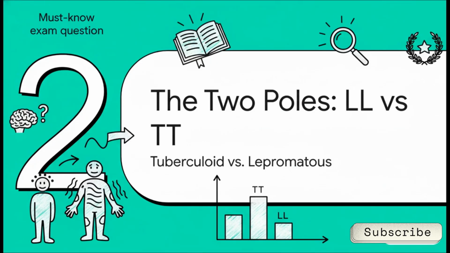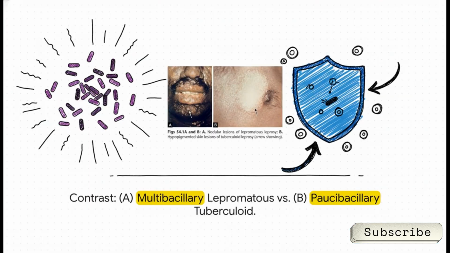Okay, so now let's see how this PB versus MB classification fits into the 2 extreme ends of the disease spectrum. This contrast between tuberculoid and lepromatous leprosy is a classic must-know high-yield exam question. They love asking about this. And wow, this slide just perfectly illustrates that difference, doesn't it? I mean, look at image A on the left. That's lepromatous leprosy. You see all those multiple nodules? They are just teeming with bacteria, a very high bacillary load.